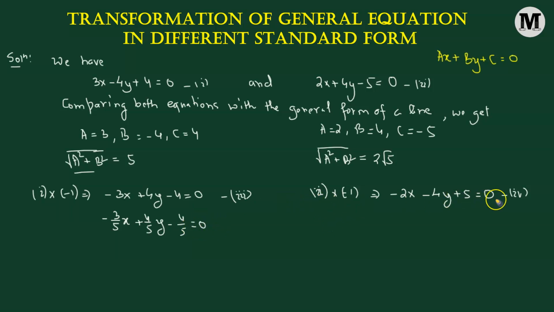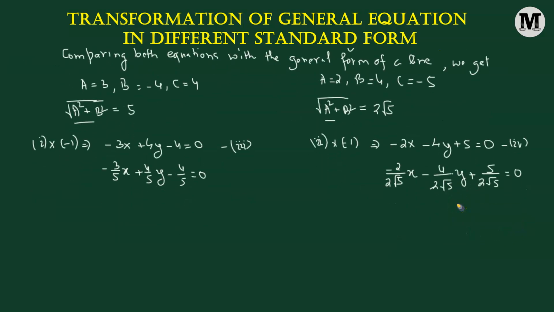Then we take equation number 4 and divide each term by the square root of a squared plus b squared, which is 2 times square root of 5 in our case. So we get negative 2 divided by 2 times square root of 5 times x, minus 4 divided by 2 times square root of 5 times y, plus 5 divided by 2 times square root of 5, equals 0. We can further simplify this. We get negative x over square root of 5, minus 2 divided by square root of 5 times y, plus 5 over 2 times square root of 5 equals 0.